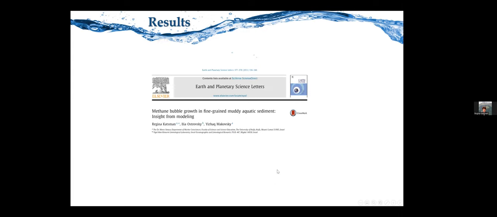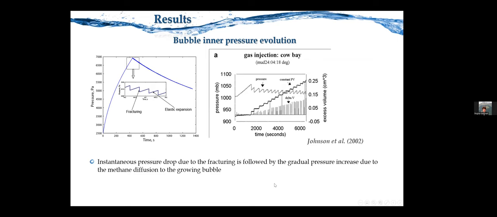First of all, in this paper, some basic things and basic parameters were verified. So here you can see evolution of the pressure and the bubble growth. Compared to the injection experiment, you can see the same sawtooth pattern. And also in both cases, you can see a gradual decrease in this internal bubble pressure when it grows.